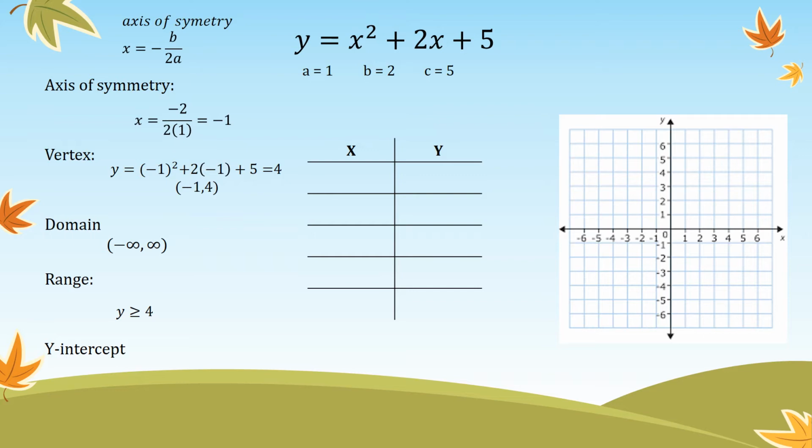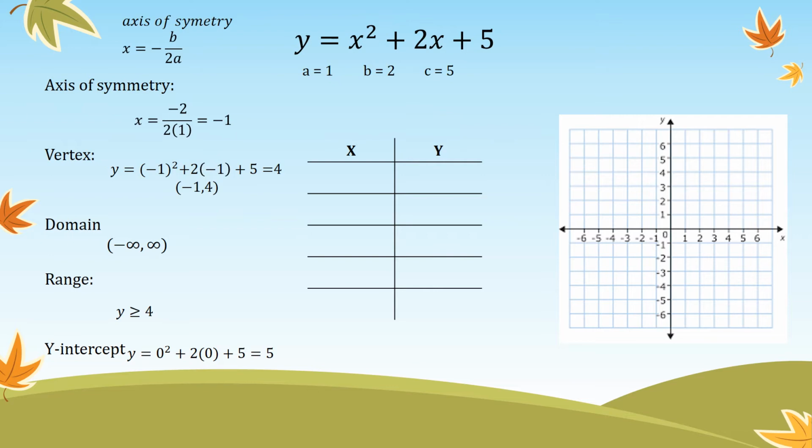To find the y-intercept, we make x equal to 0. So I have 0 squared plus 2 times 0 plus 5, and that gives me 5. So the y-intercept is just another way we can check to make sure we've done it correctly.